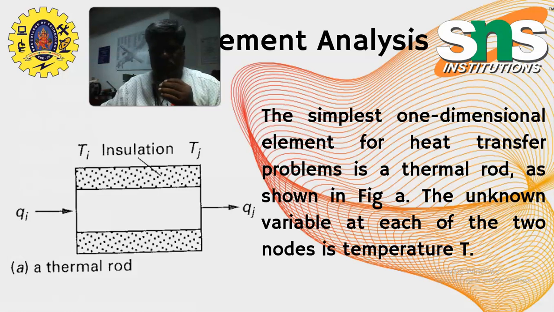The simplest one-dimensional element for a heat transfer problem is a thermal rod, as shown in the figure. The unknown variable at each of the two nodes is temperature, Ti and Tj. The diagram shows the simple element has two nodal points. Node 1 has temperature Ti, node 2 has temperature Tj, and the heat flow rates are Qi at nodal point 1 and Qj at nodal point 2.